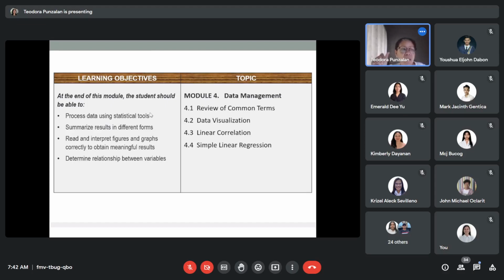By the way, some of you will not be processing data using statistical tools because your data are qualitative. So if qualitative, I expect that you will perhaps not use the statistics that others are using or may be using.